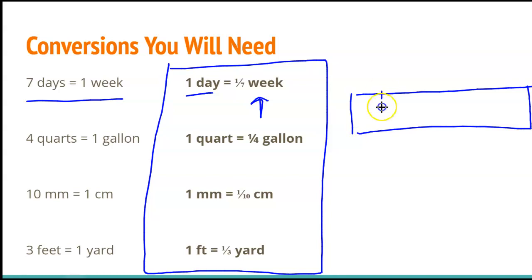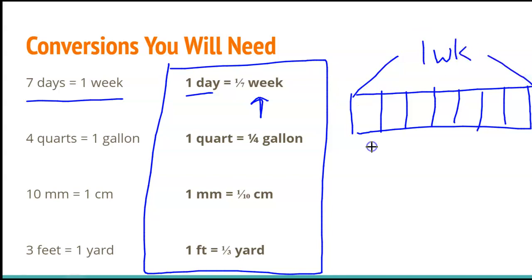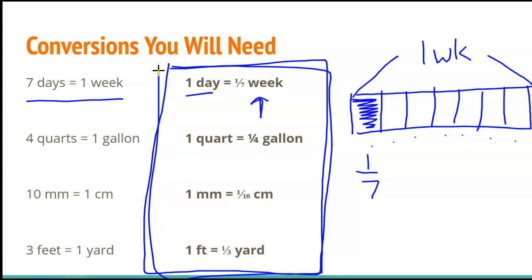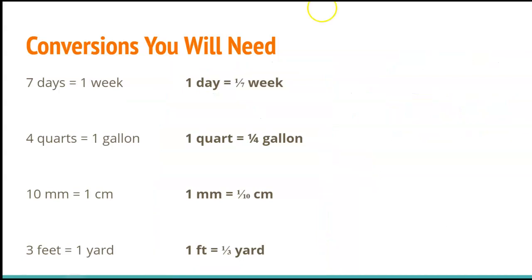So if I'm drawing my week, here is my week. This would be 1 week. And then this would be 1 day, 2 days, 3 days, 4 days, 5 days, 6 days, 7 days. So how much is 1 day? Well, 1 day is 1/7 of that week. So that's where we get the conversions that are again in the bolded. Please make sure that you've paused and written these down somewhere because you'll need them throughout the video and throughout our time in practice. All right, so let's go ahead and get going.